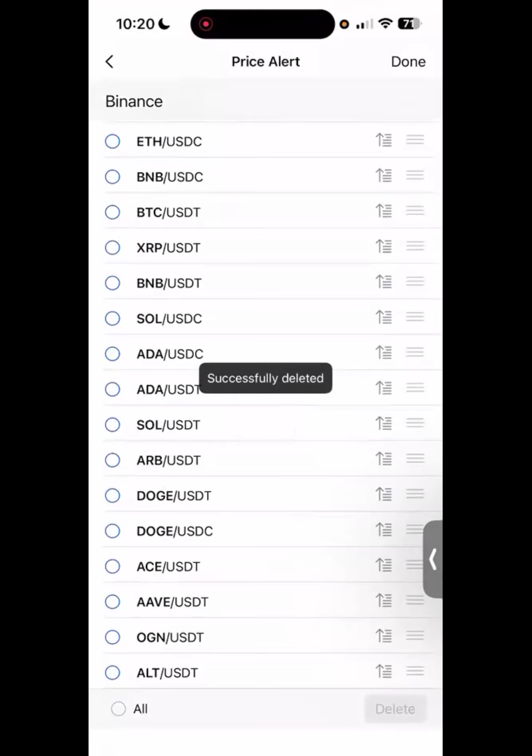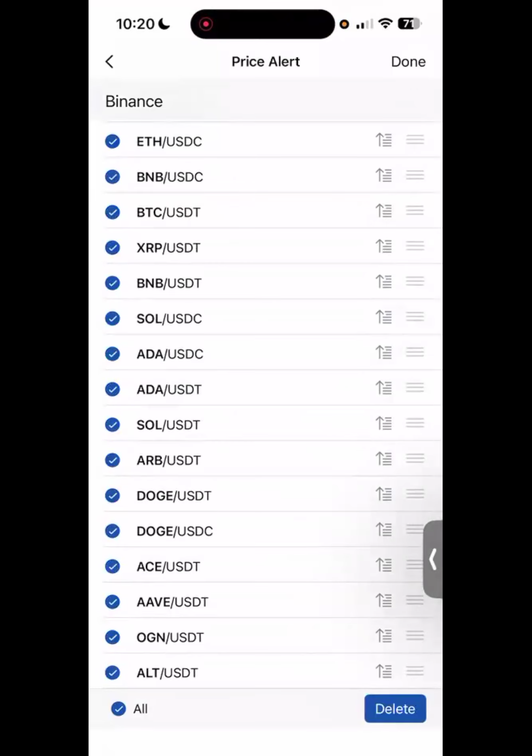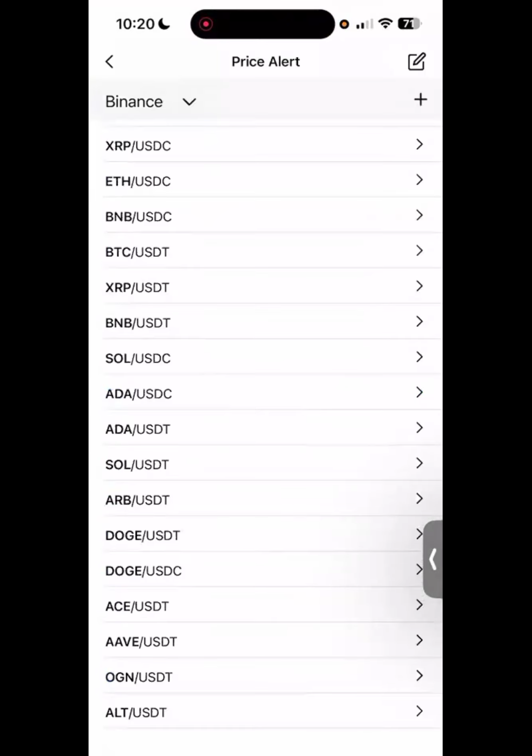Delete. Then it's successfully deleted. If you want to delete all, then delete. Simple as that. Is that difficult? I believe no, right? All right.